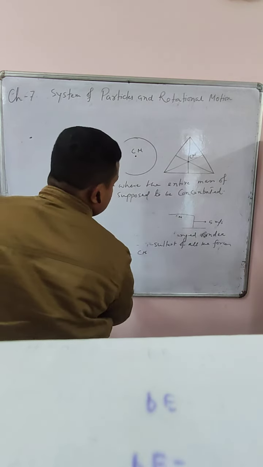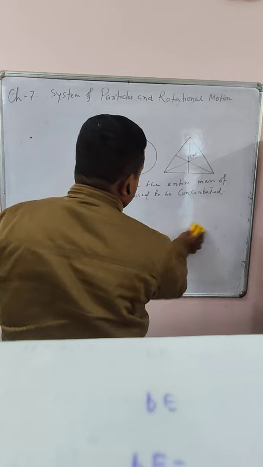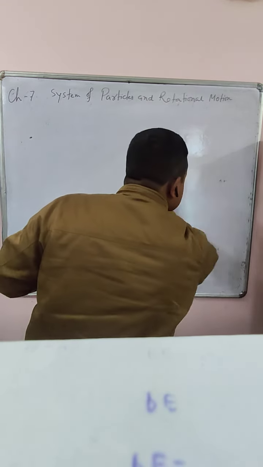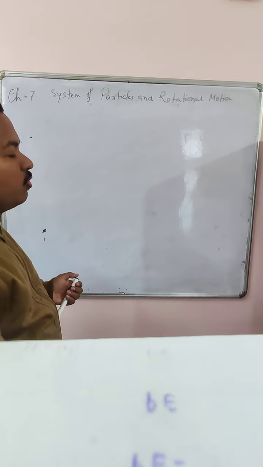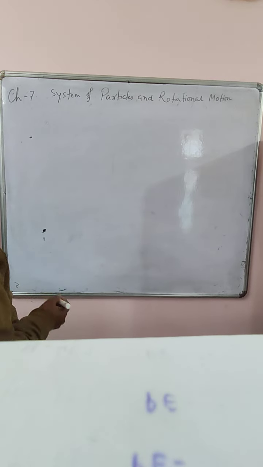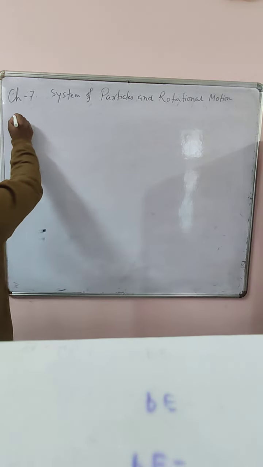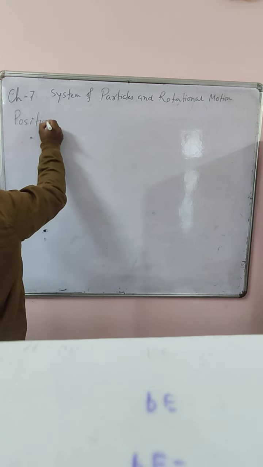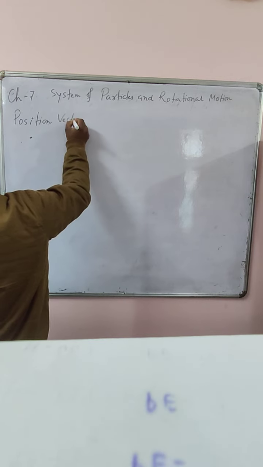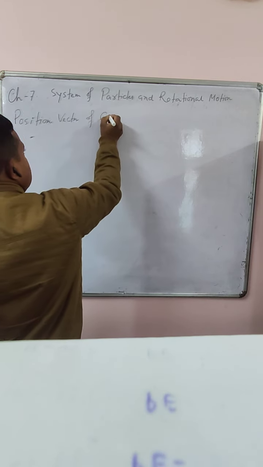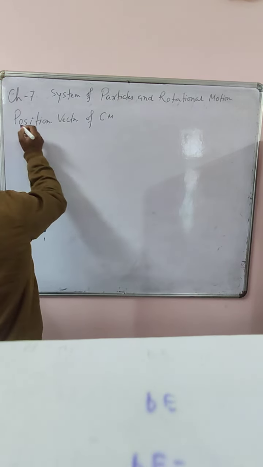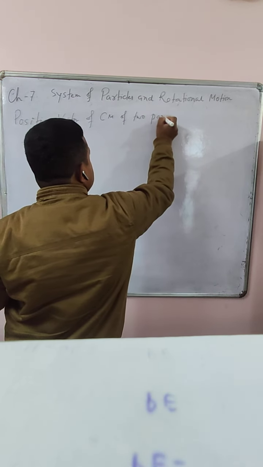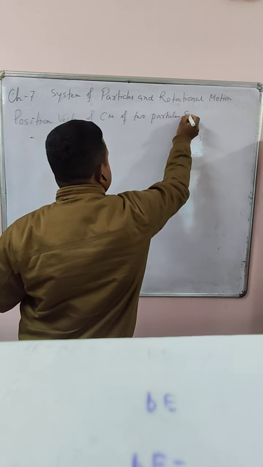Now we will find the position vector of center of mass. That means how to calculate mathematically the position of the center of mass of a body or a system of bodies. That is the position vector of center of mass of a two particle system.